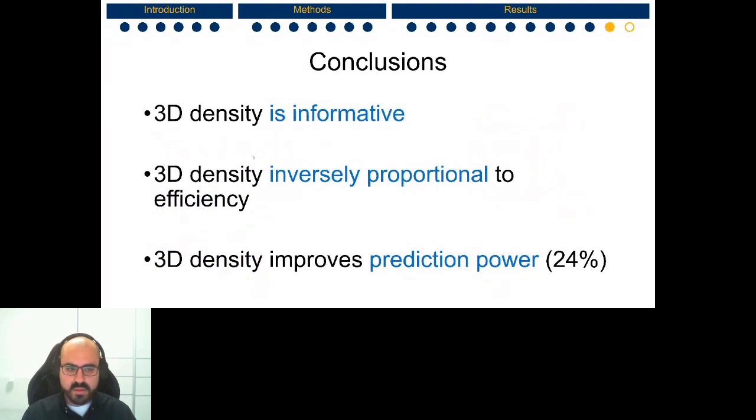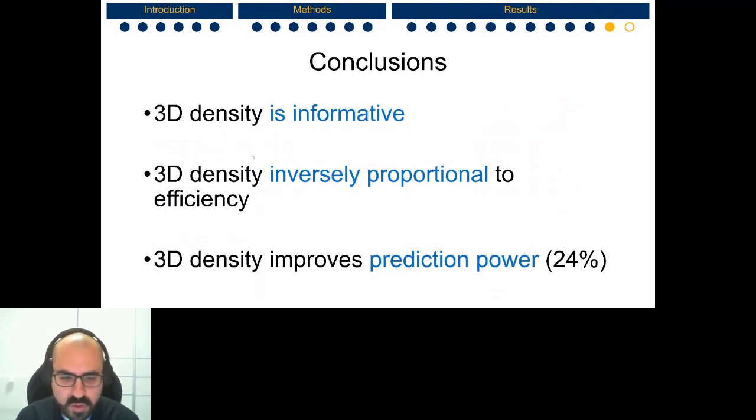So to sum up, as I've shown you, the 3D density feature is indeed informative. It is correlative with CRISPR efficiency and adds new information which is not explained by current models. I've also talked about this consistent trend we found where the 3D density was inversely proportional to the efficiency, and I suggested that this may be due to the inaccessibility of these regions, but we still intend to investigate this further and in other cell types as well. And lastly, I've shown you how adding the 3D feature significantly improved our ability to predict CRISPR efficiency.